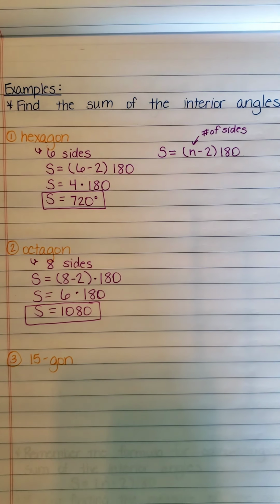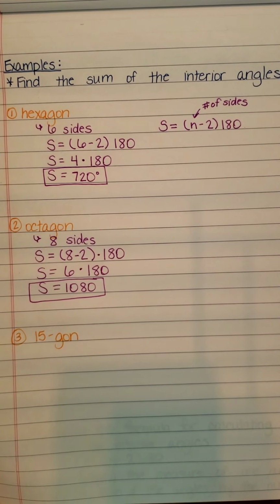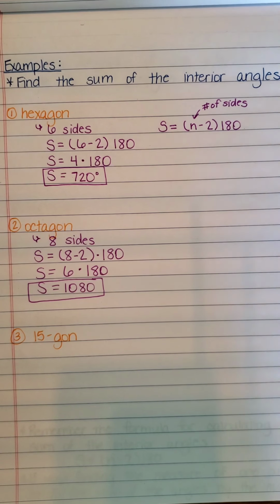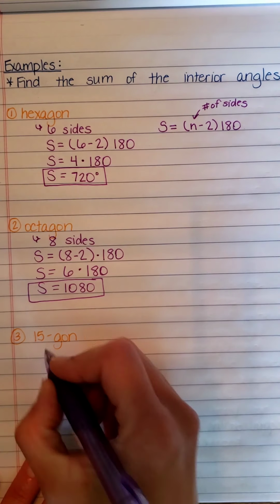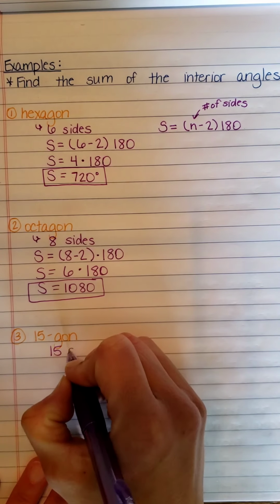Okay. All right, number 3, this example. A 15-gon. Okay, so there is a name for a 15-sided figure. So you could say the name, or you can just call it a 15-gon. Either one of those is acceptable in math, especially when you get to shapes that have several sides, okay? So this means it has 15 sides.